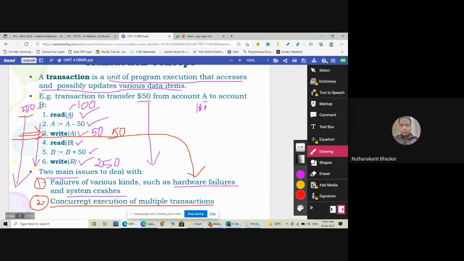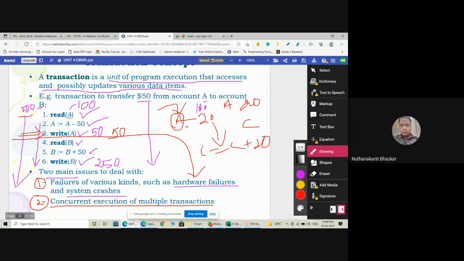Here another failure is concurrent execution. It means we are reading A equal to A minus 50 and transferring $50 from A to B. At the same time, I want to transfer $20 from A to C also. So what happened? A is deducted $50, and at the same time A is also deducted $20, and this 20 will be transferred to C, that is, C equal to C plus 20. It means at the same time we are performing actions on account A.